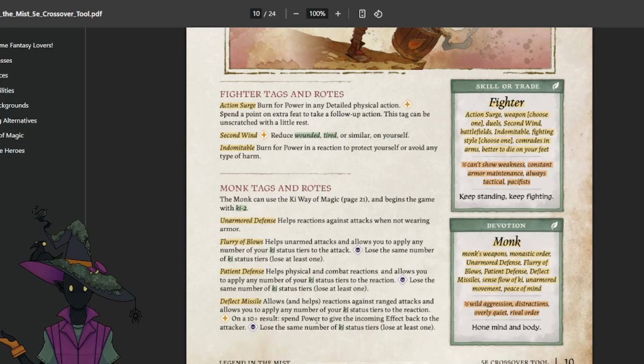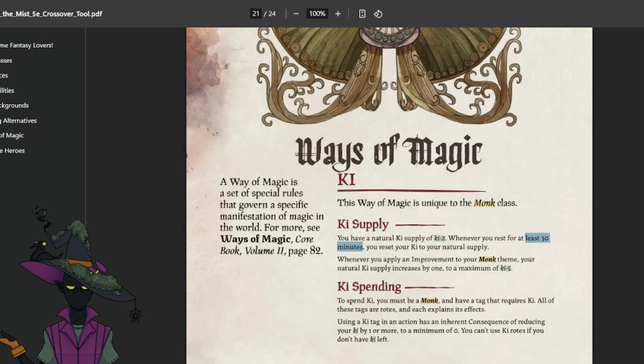Also, if a monk, you could have deflect missiles from level 1. And another thing I really like is that the descriptions of abilities are so short. Oh, they're short, they're concise, amazing, love that. They also kind of changed Monk somewhat, because now Monk only needs 30 minutes to get their key back. I love that.